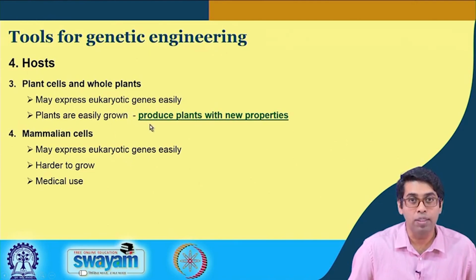Plants can be grown easily. So, new plants with new properties can be generated by cloning new genes into them, and mammalian cells are mostly used for medical purposes, where you want to test the effect of mutations, and if you want to test the effect of a particular drug molecule on the expression or repression of enzymes and things like that.